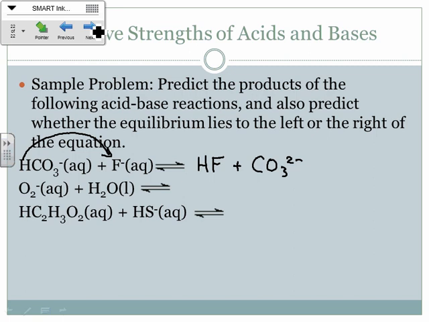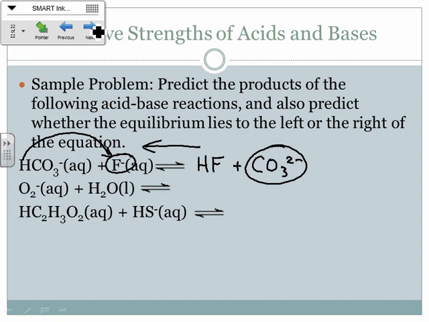Again, if you're using that chart in the book, it's on page 618. Let me get this chart a little bit closer so I can actually see it. So we're looking at the relative strength of the bases. The F minus is a base because it's accepting a hydrogen from the HCO3 minus. The other base here is the CO3 2 minus. You can look at F minus versus CO3 2 minus, and the stronger of those two is the CO3 2 minus, so this equilibrium is going to lie to the left.